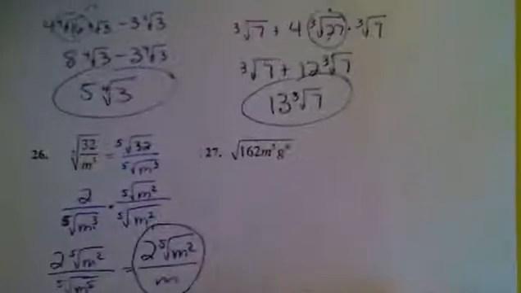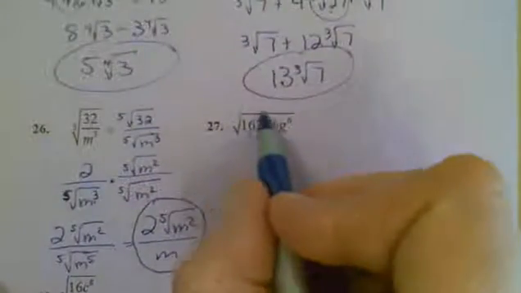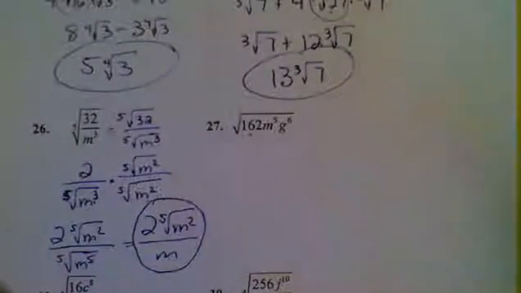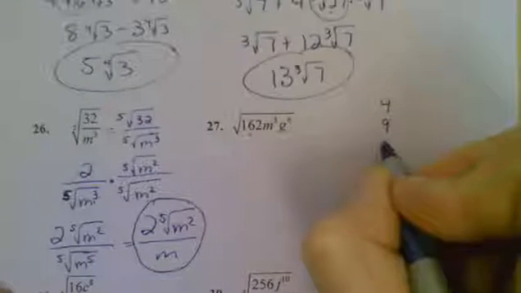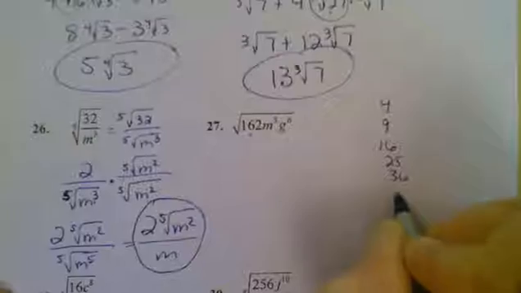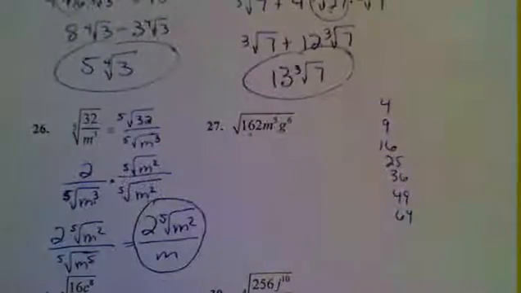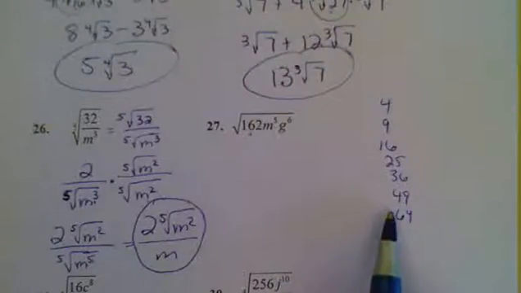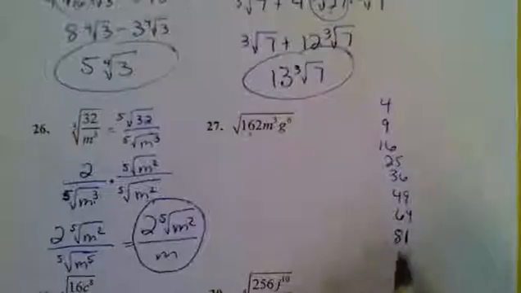All right, let's look at 27. 27 is the square root of 162, so I'm thinking of perfect squares that go into 162. Off to the side, 2 squared, 3 squared, 4 squared, 5 squared, 6 squared, 7 squared, 8 squared. I'm trying to think of perfect squares that go into 162. And 9 squared is 81. I think 81 goes in there.